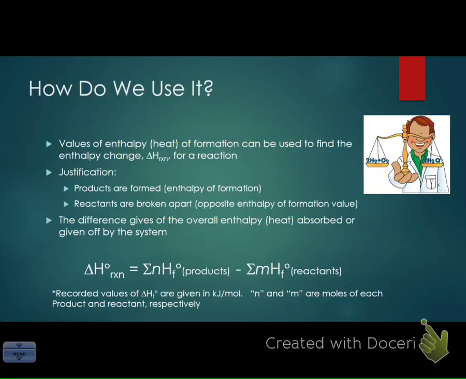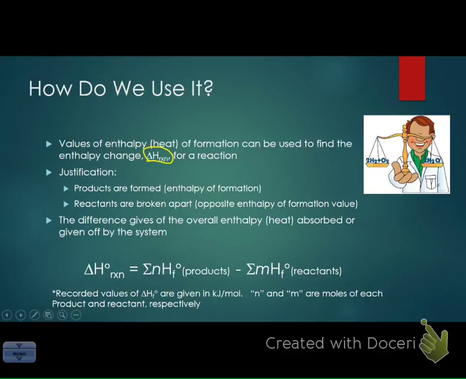All right, so how are we going to use these enthalpies of formation? We can use them to find the overall enthalpy change for a reaction. So remember, these enthalpies of formation were for each species in an equation, but we're going to use those to find the overall enthalpy change for a whole reaction. How do we do that? What's the justification? Well, think about this logically.